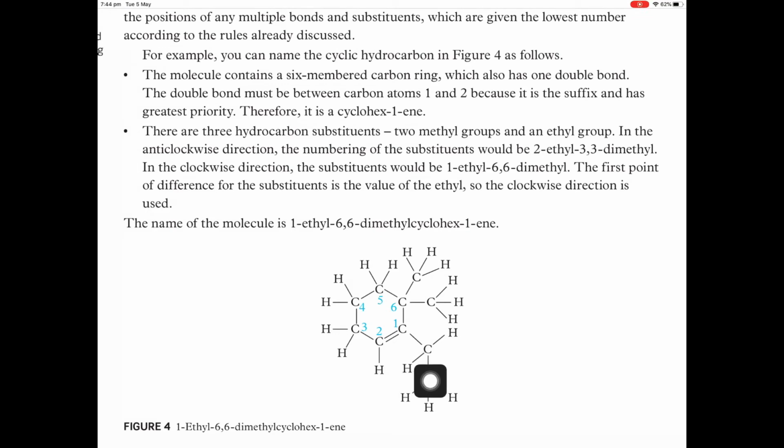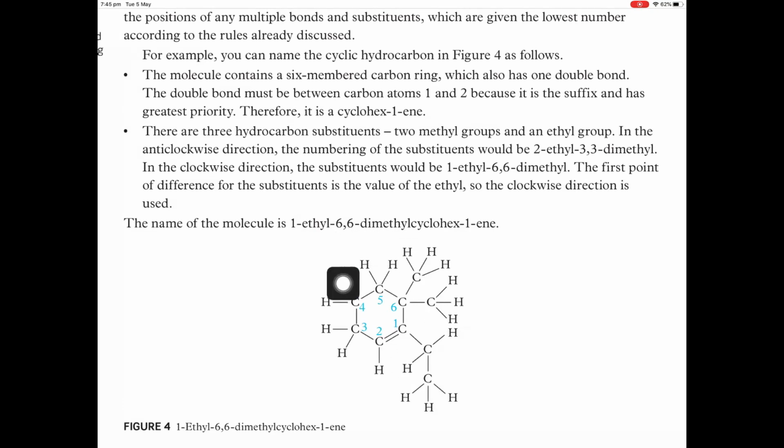So what are the side branches? This side branch here has got 2 carbons, so it's an ethyl group. And there's 2 more side branches, one there and one there, and they're both methyl groups because they've only got 1 carbon. This ethyl group's attached to the first carbon, carbon 1, so it's 1-ethyl. And these 2 methyl groups are attached to the same carbon, carbon 6. So that's 6,6-dimethyl.